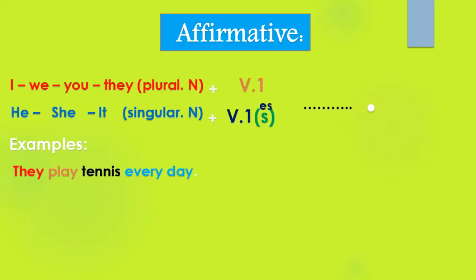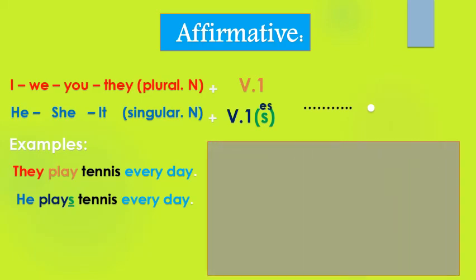They play tennis every day. So here the subject is plural. So we add play without anything. And here we have he plays. So here we add s. Why? Because the subject is singular.